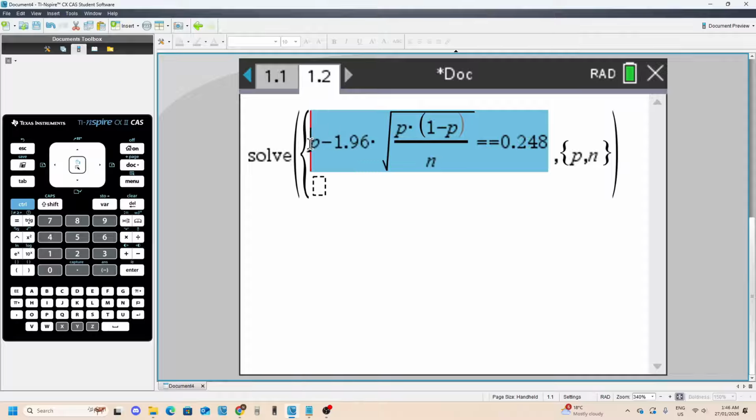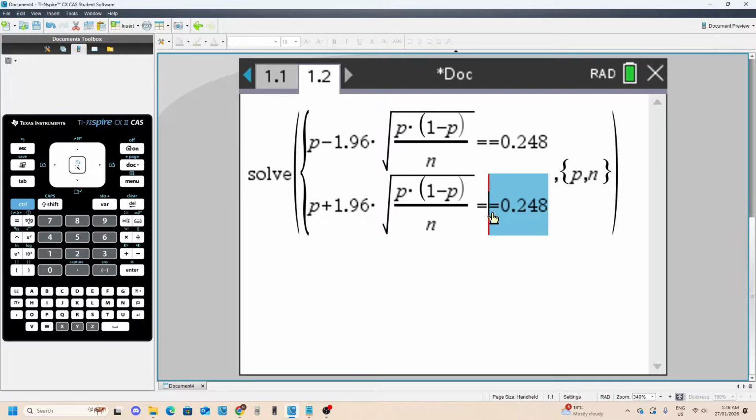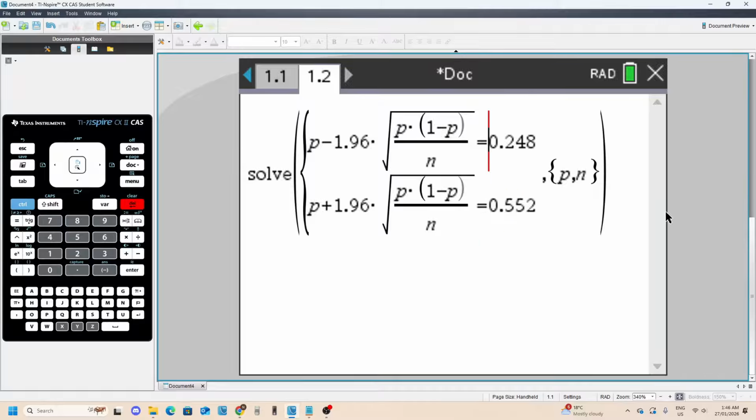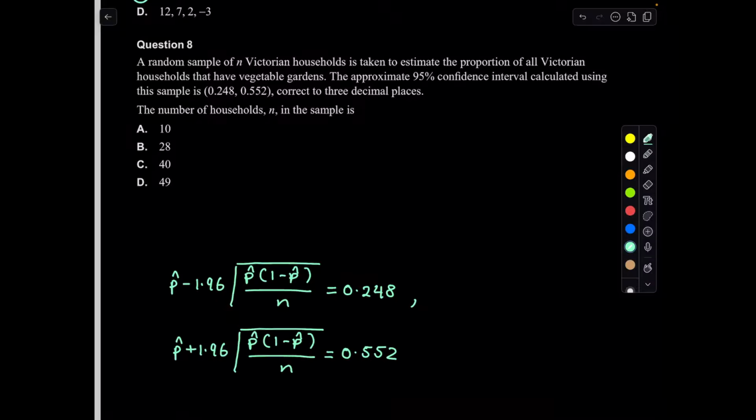So what I'm going to do is copy this whole thing, paste it here, but now put a plus and then just change this to 0.552. Of course, there's an equal sign here, and that's it. Press enter, and guess what? We found our n value and we found our p hat. Now, of course, we just care about the n value, which is approximately 40. So which one is that? C is our answer. How easy is that? Very, very easy type of question there. Okay, sorry, there it is, C.